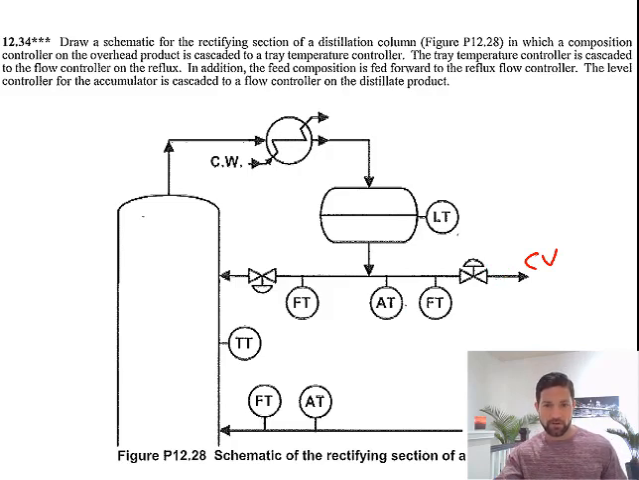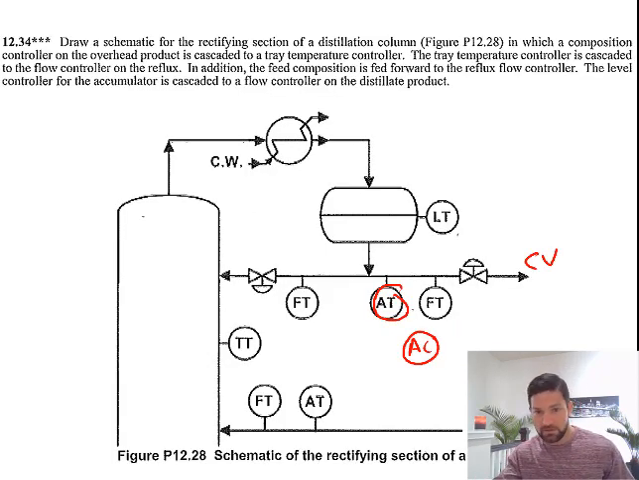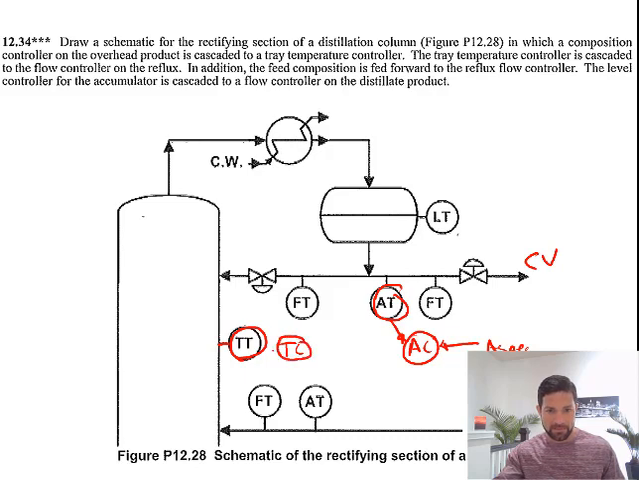So we're measuring the composition of the overhead product, so we need a composition controller, and this composition controller needs a set point. So we take a measurement of the composition. It says this is cascaded to a tray temperature controller. So here we have a tray, and we're measuring the tray temperature. Because we're measuring the tray temperature, there should be a tray temperature controller.